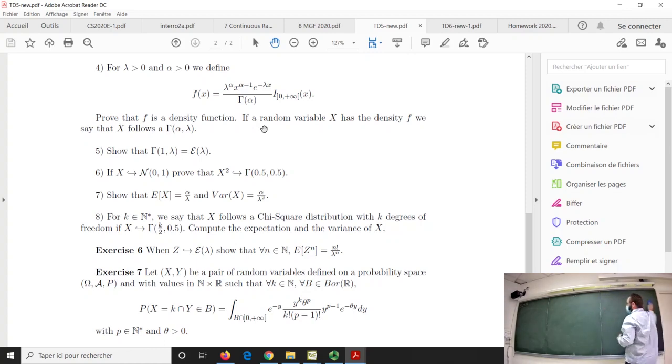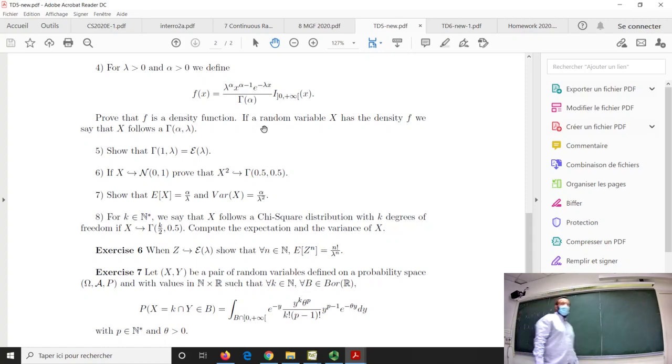So first, the question starts with a definition. Okay? It's a definition that you can consider as given. We say that x follows the chi-square of parameter k, with k belonging to N star. Okay, if x follows, so be careful between the x here and the k, follows the gamma.